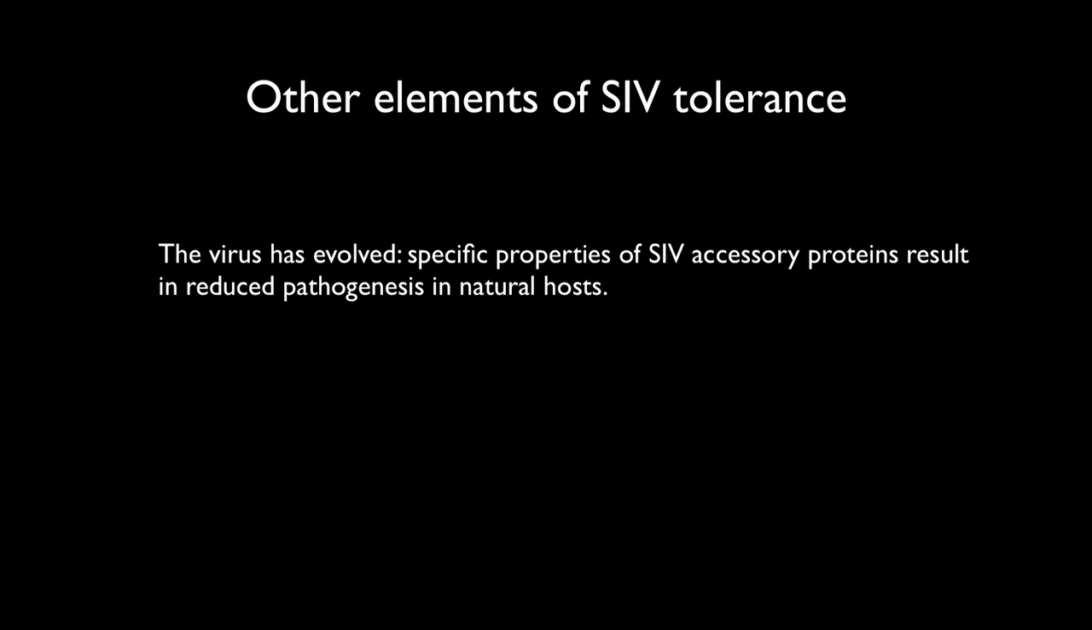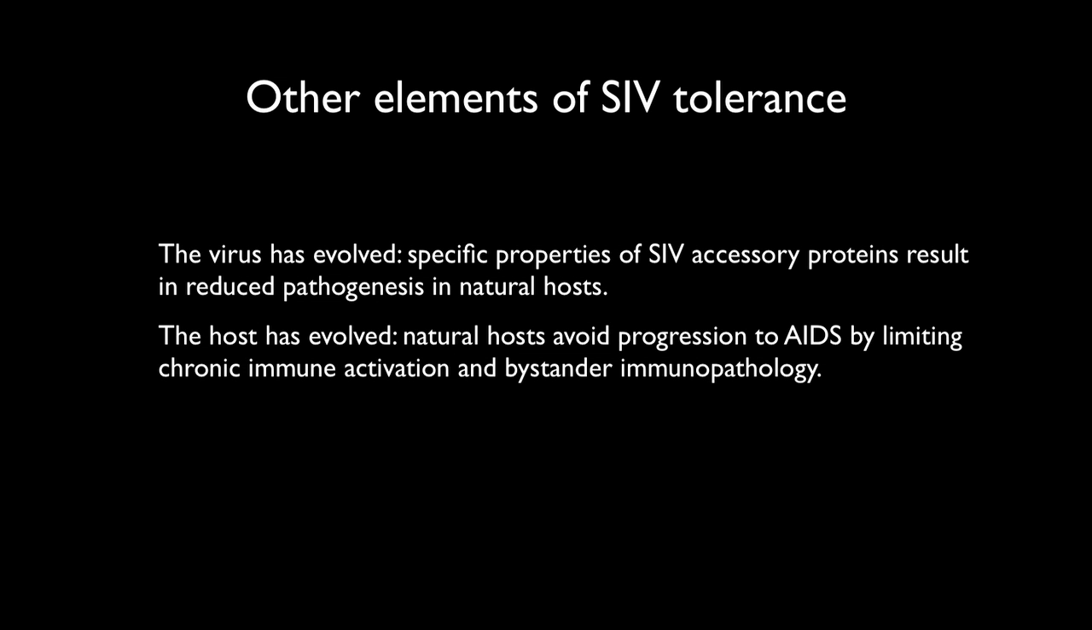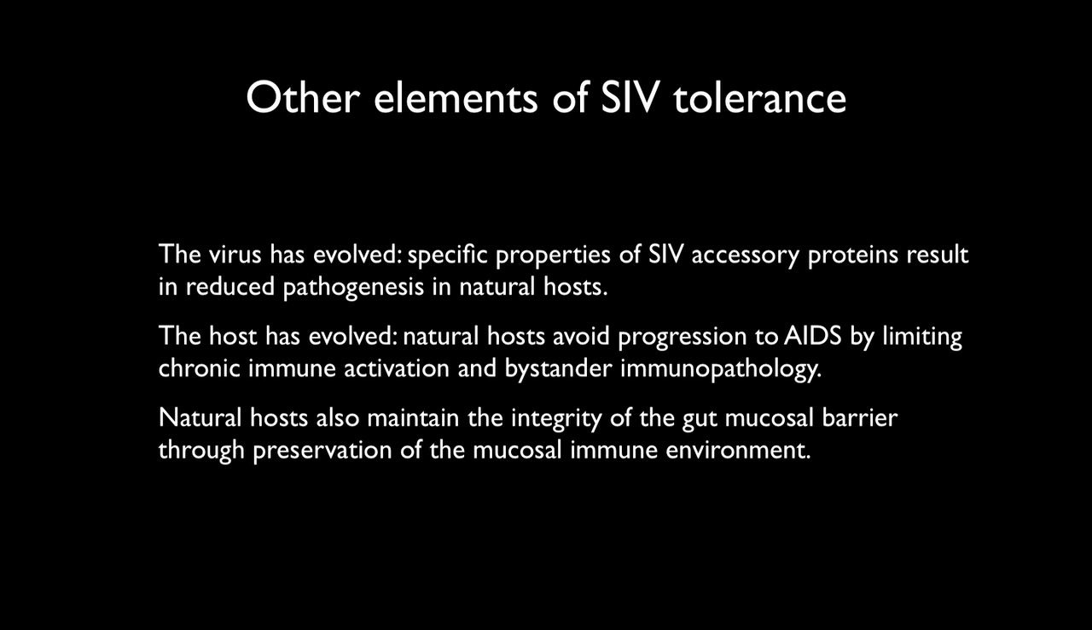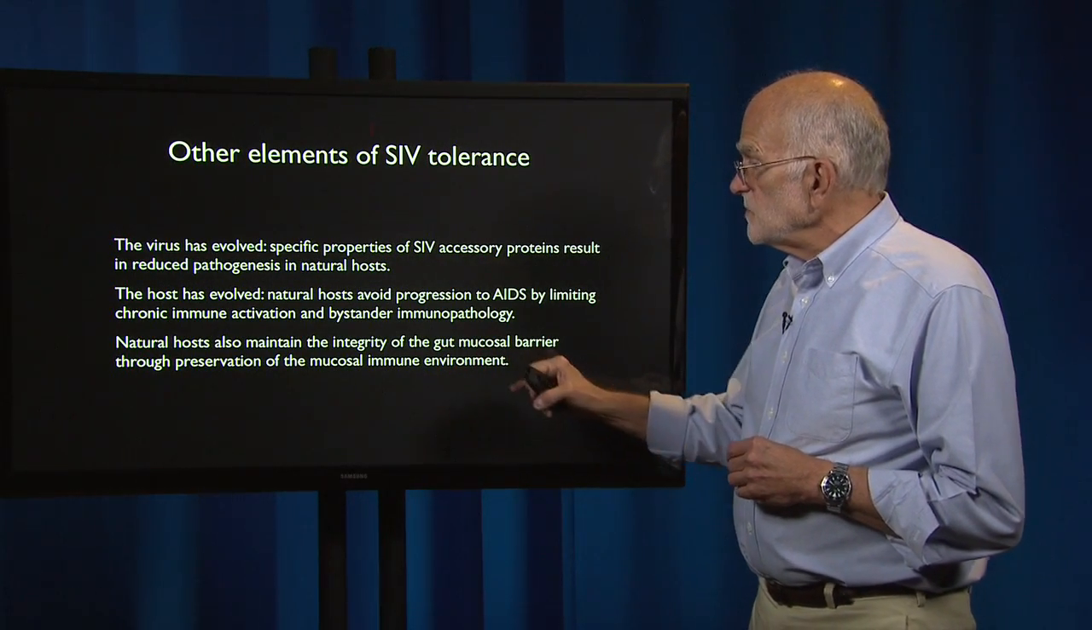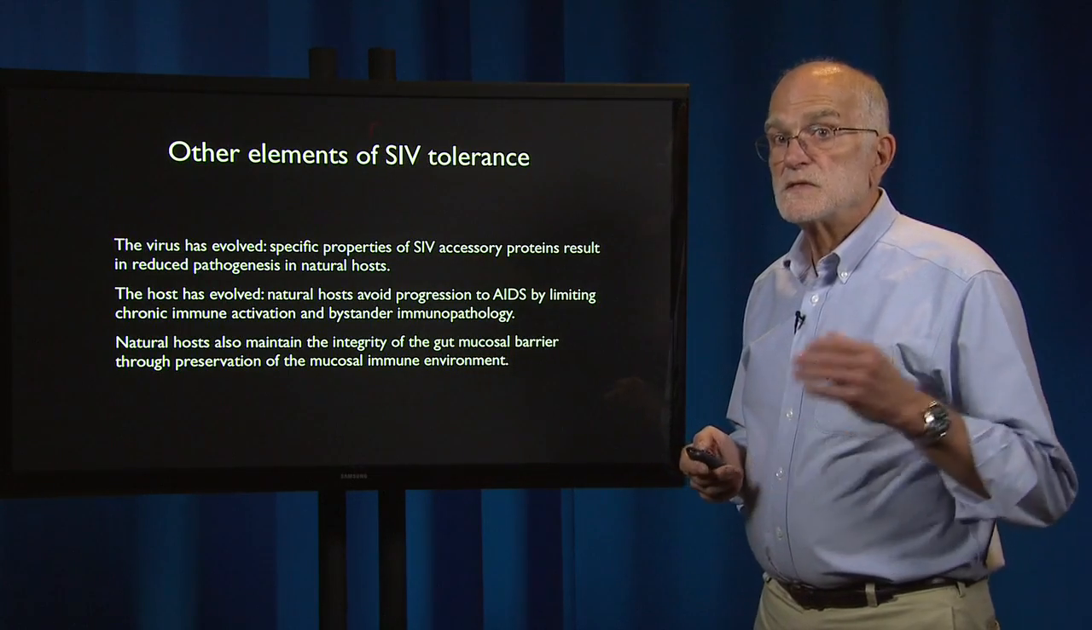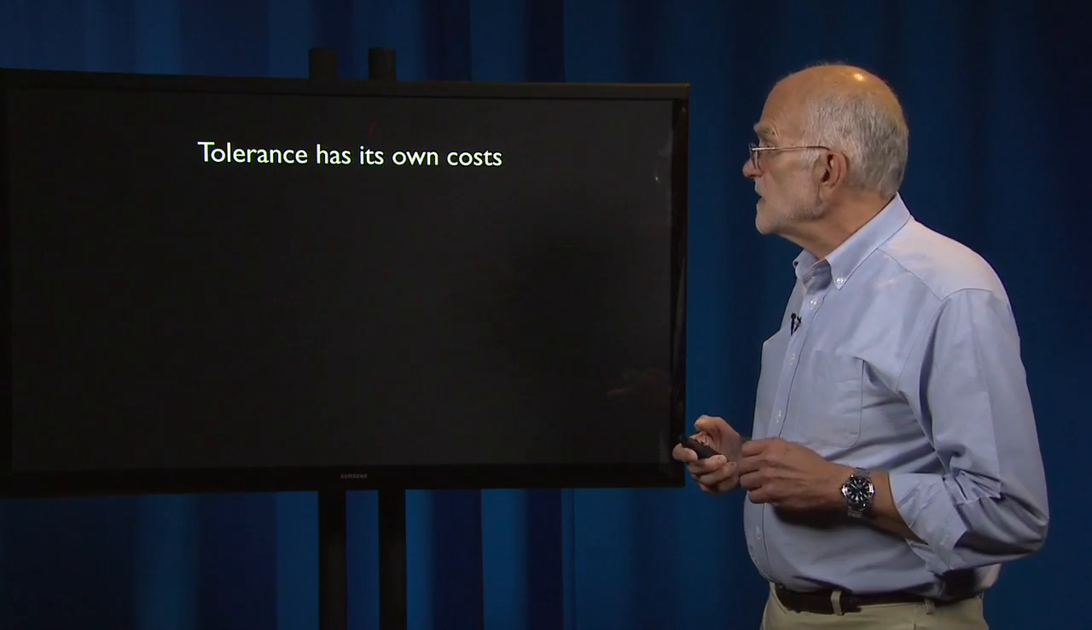There are other elements. The virus also has evolved. The specific properties of simian immunodeficiency virus accessory proteins result in less pathogenesis in their natural host, so the virus has intrinsically lowered its virulence. The host has also evolved. The natural hosts avoid progression to AIDS by limiting chronic immune activation and bystander immunopathology, as we just summarized. The natural hosts also maintain the integrity of the gut mucosal barrier by preserving the mucosal immune environment, something that does not happen with AIDS.